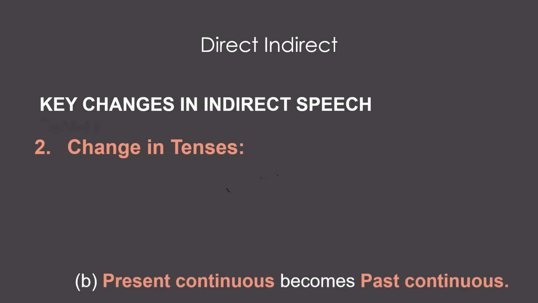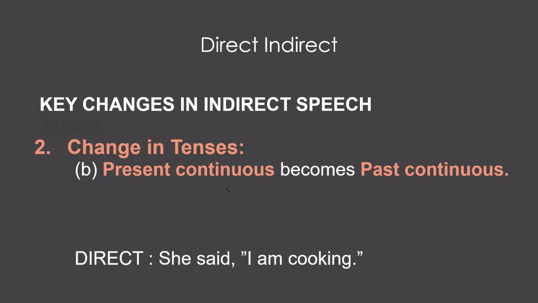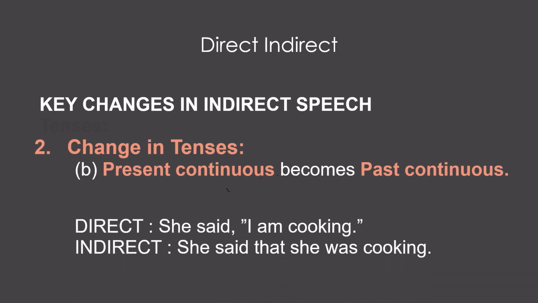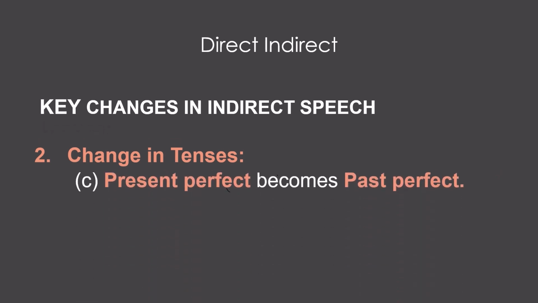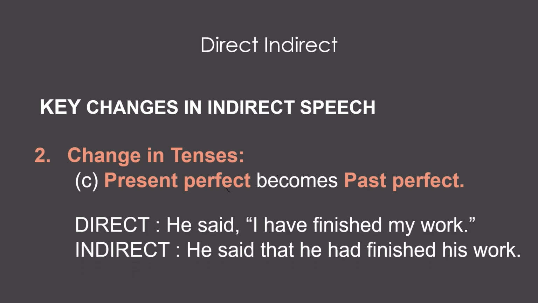Present continuous becomes past continuous. For example, direct. She said, "I am cooking." Indirect. She said that she was cooking. Present perfect becomes past perfect. For example, direct. He said, "I have finished my work." Indirect. He said that he had finished his work.